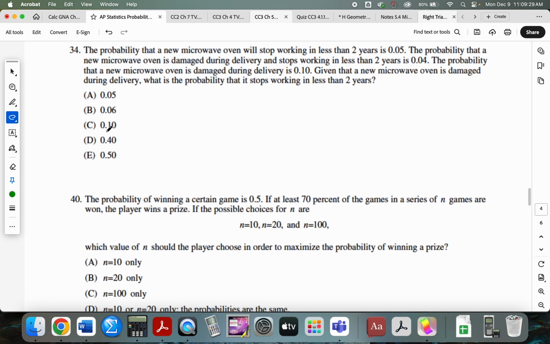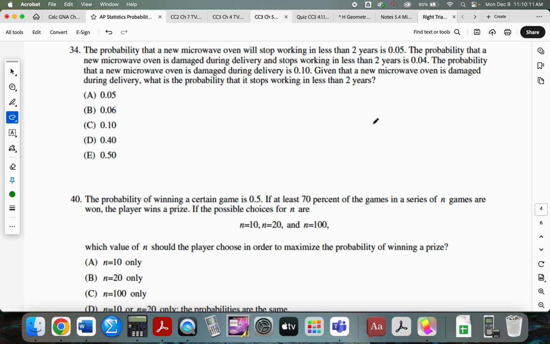All right, moving on. The probability that a new microwave oven will stop working in less than 2 years is 0.05. The probability that a new microwave oven is damaged during delivery and stops working in less than 2 years is 0.04. The probability that a new microwave oven is damaged during delivery is 0.1. Given that a new microwave oven is damaged during delivery, what's the probability that it stops working in less than 2 years? And you're like, oh my goodness. There's a lot going on there, isn't there? Quite a bit.